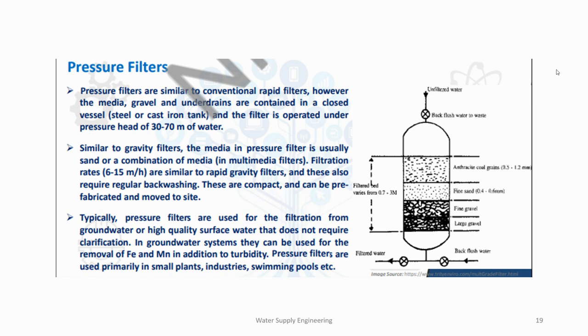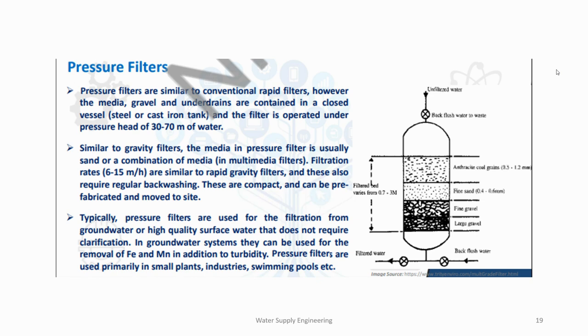Backwashing is the process through which the filters are cleaned. That is, the clogged pores are cleared off by backwashing. And the advantage of pressure filter is that these are very compact. So they can be prefabricated and then shifted to whichever site we require. So these are typically used in small power plants, industries, etc.